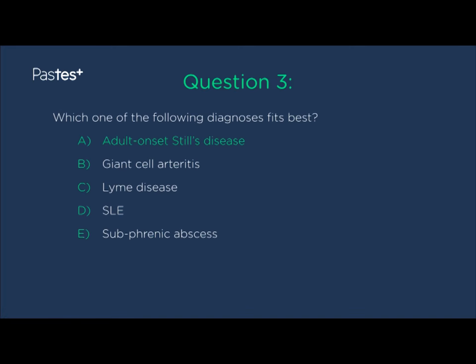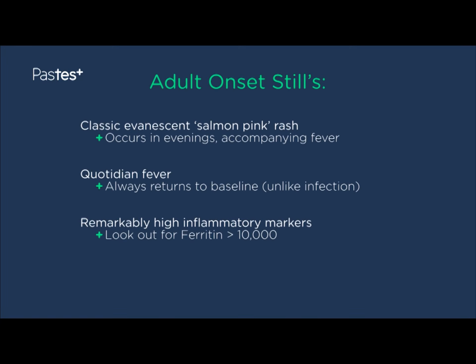So this is a classic presentation of adult onset Still's disease. And it ties it all together with this rash in Still's disease that comes and goes. It's described as an evanescent rash. That means it comes and goes. Typically coming in the evenings, it's described as a salmon pink rash, and it tends to accompany the fever. And the fevers occur on a daily basis, and the fever always completely resolves.